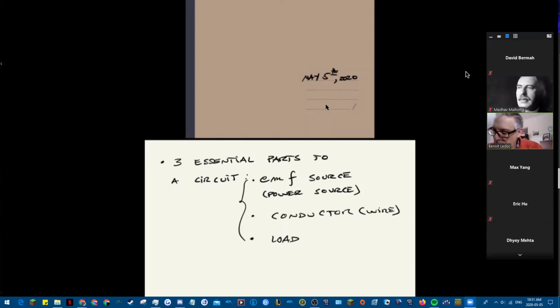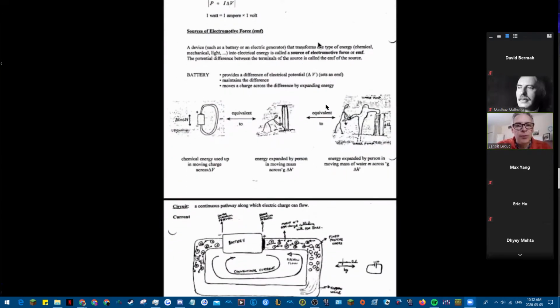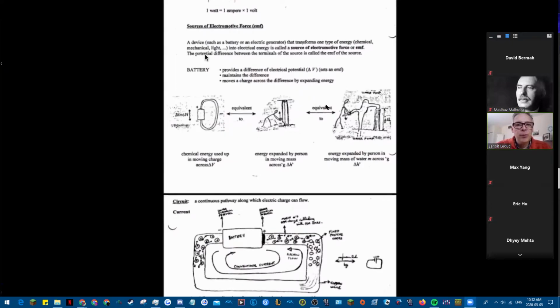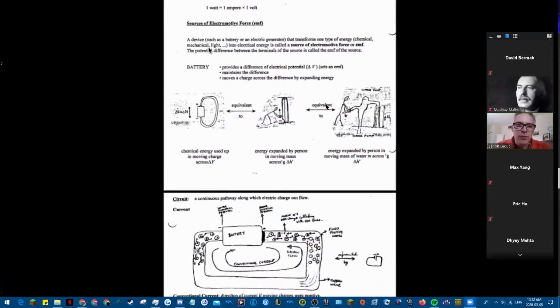All right, so let's go back to this here. I'm going a bit fast because you should have learned this already. Okay, so an EMF source, or electromotive force, is a device such as a battery, electric generator, or solar cell that transforms one type of energy into electrical energy. Anything that converts one type of energy into electrical energy is called an EMF source.